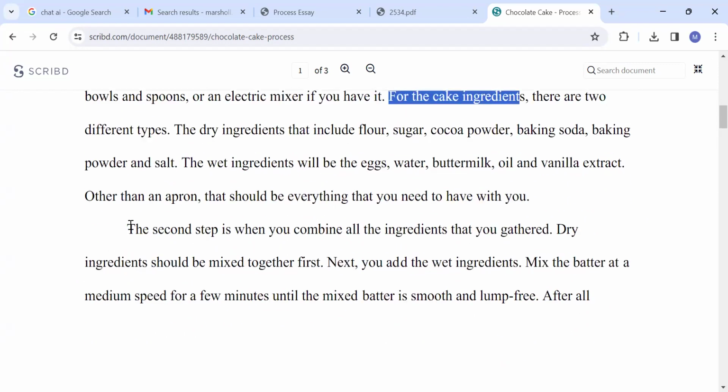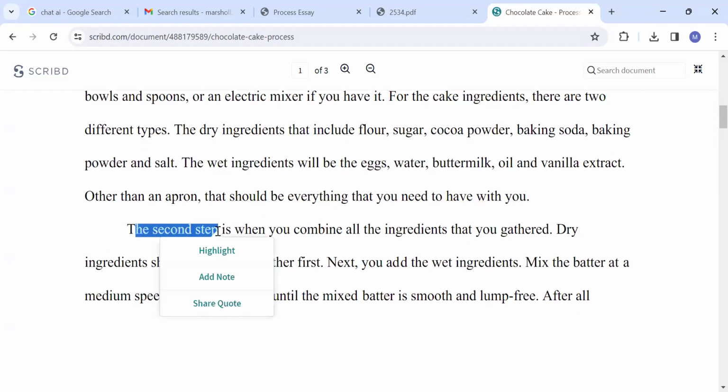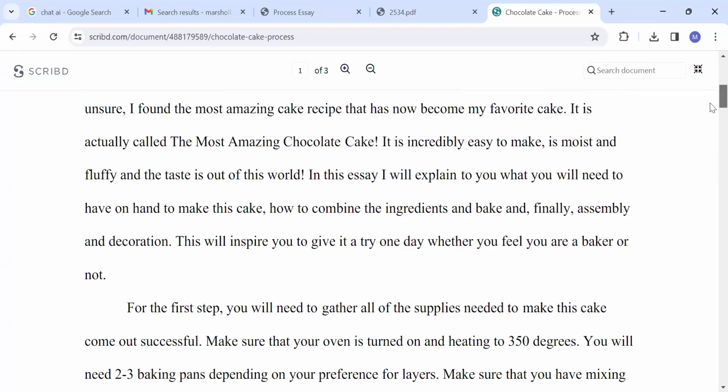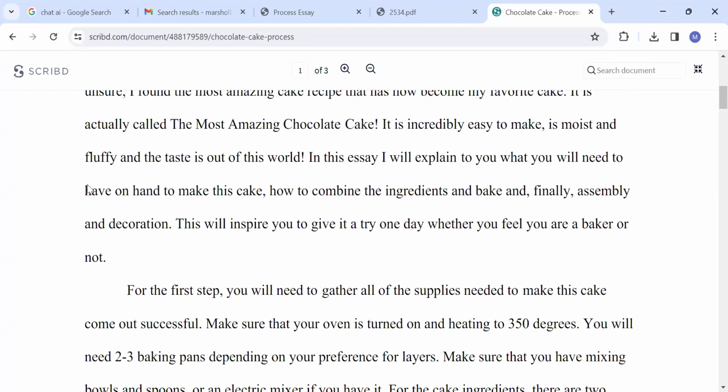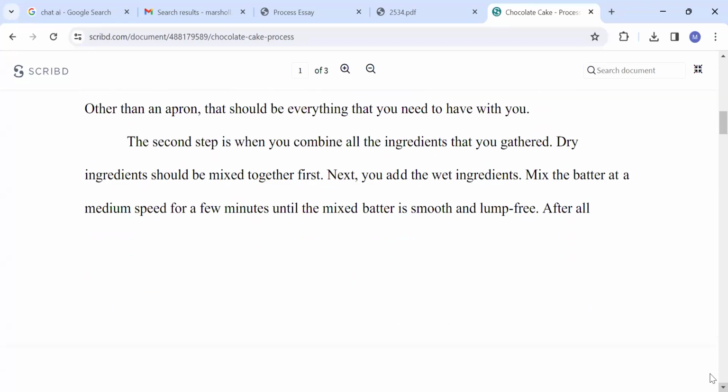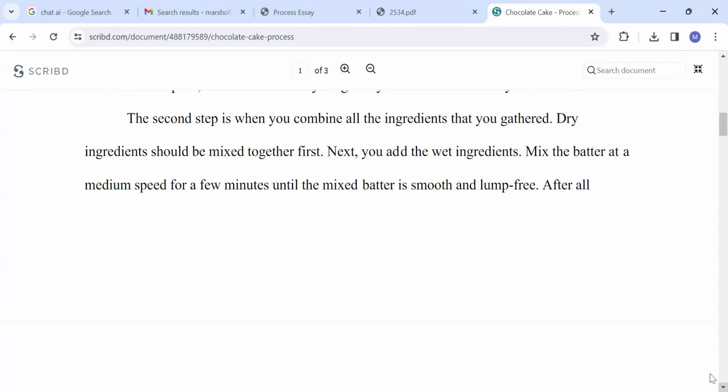The second step, once again, we're starting with our transition words, is when you combine all the ingredients that you gathered. Did they say in this that she was going to talk about the ingredients? Right. So she said the things that you have to have on hand and how to combine the ingredients. So she's following along in the order that I should be following if I want to make a cake.